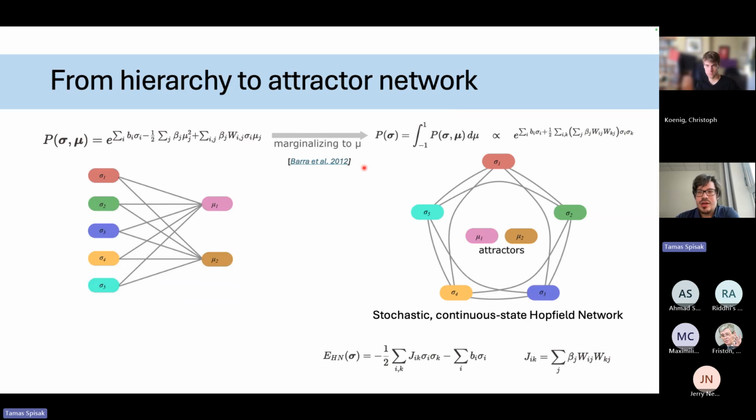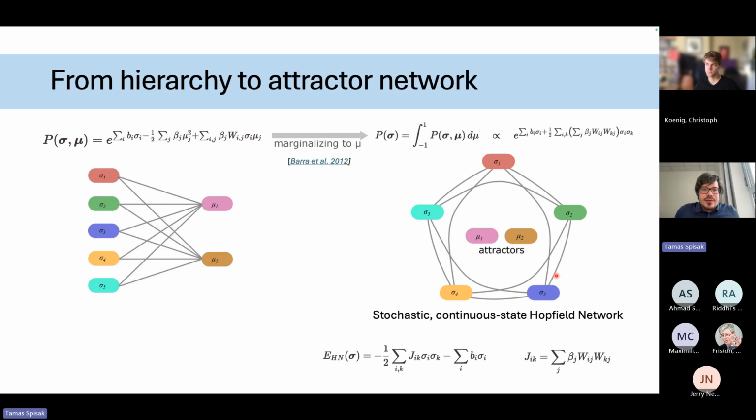This marginalization relies on the cumulant generating functions of mu, which in our case is Gaussian. But what we get is this here. You can instantly see from the equation, it's a bit small, sorry, but you can hopefully see that we have one term for sigma and another term for the interactions between all the sigmas. This is statistically equivalent to the previous one, but now we only rely on sigma in the description.